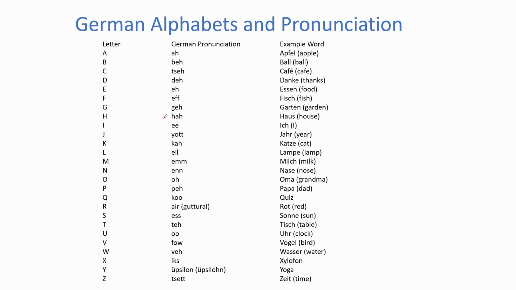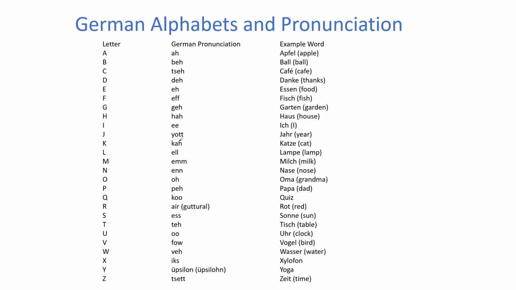Letter I is pronounced as E. The example word for this is ich, as in I in English. Letter J is pronounced as yacht. The example word is Ohr. That means ear in English.